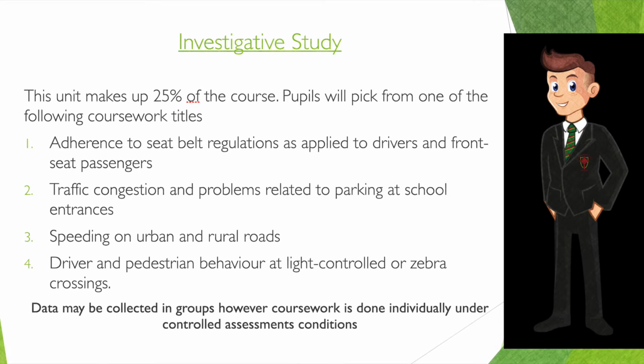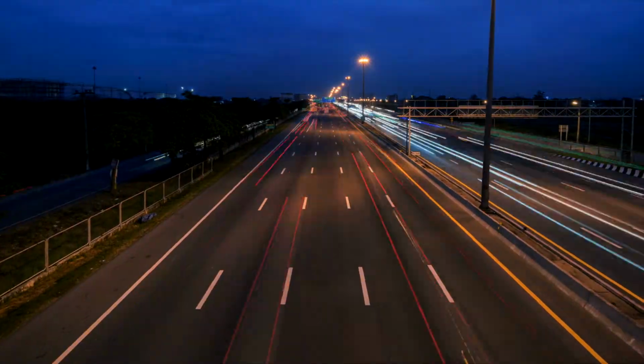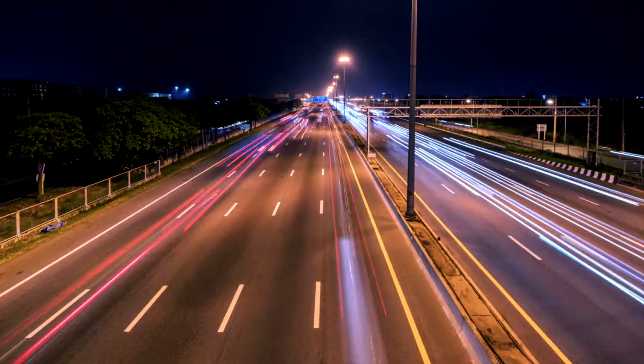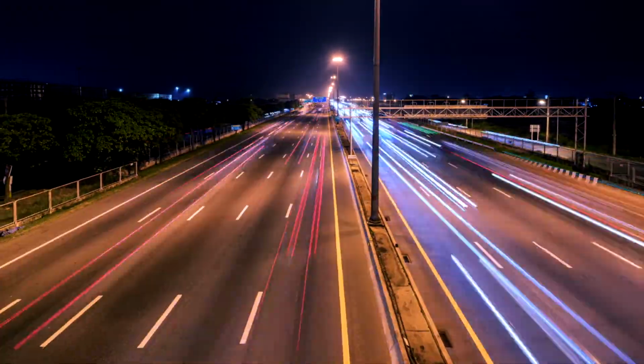The second slide that we're going to look at is the investigative study. Now this makes up 25% of your coursework, and you have 4 different titles. What we always do is speeding on urban and rural roads. This is a piece of coursework that you have to do on your own, but when we gather our evidence you can work as a group.